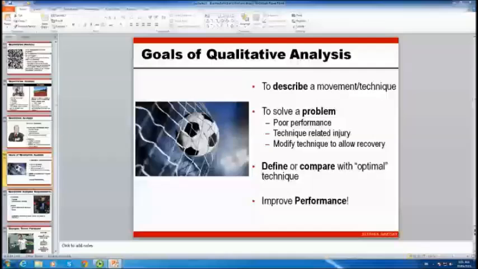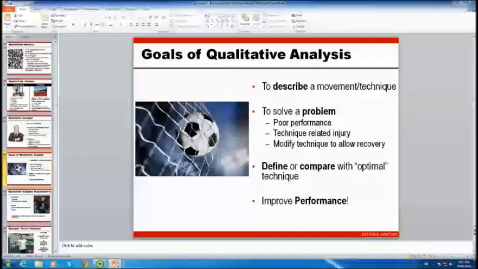What we're saying here is the way to work out what the problem is by your judgment. As a coach, you should be able to at least look at the movement and target a general area of where it's going wrong. Is it the setup? Is it the actual kick? Is it the follow through? You should be able to get a general idea of where the problem is and then follow up with quantitative to find out exactly what that problem is. And in the end, it's just to improve performance.